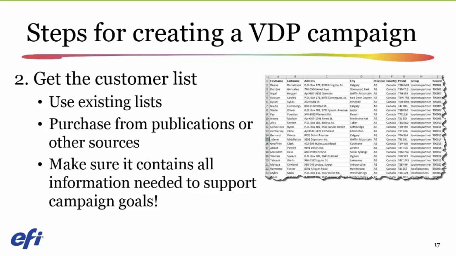And most importantly, make sure the list contains all the information needed to support the campaign goals. For example, if the VDP job is for a car dealership that wants to send a special service offer to their customers, and that offer differs by the make and model car that they bought, the list needs to include that segmented information so you can structure the messages properly.